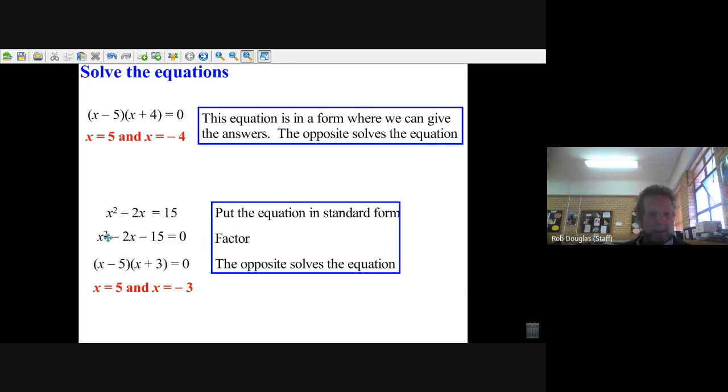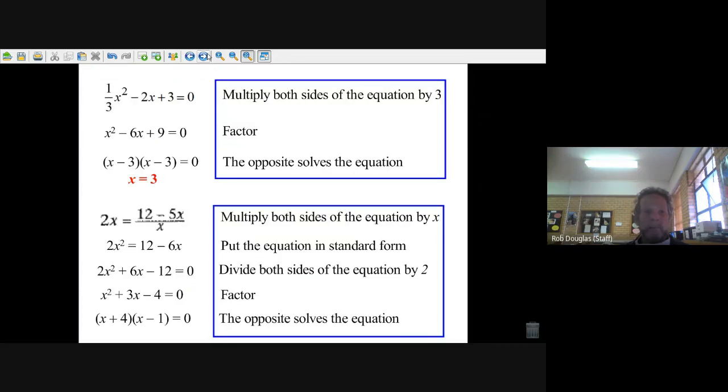x times x is x squared. We're looking for two numbers that multiply to equal minus 15, but when we combine them, will give you minus 2x. So minus 5 times x is minus 5x. x times 3 is plus 3x. Minus 5x plus 3x gives you minus 2x. Minus 5 times 3 gives you the minus 15. There it is, factored. The opposite of these numbers will solve the equation: x is plus 5 and x is minus 3.